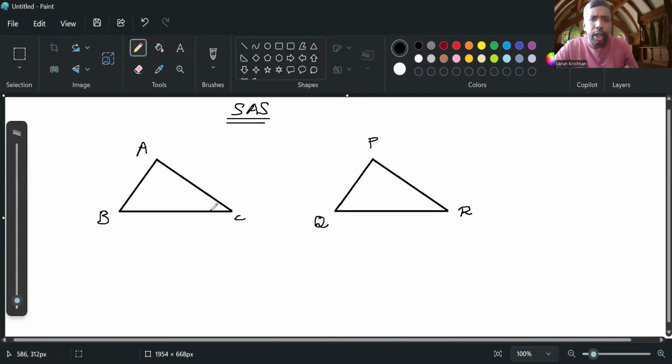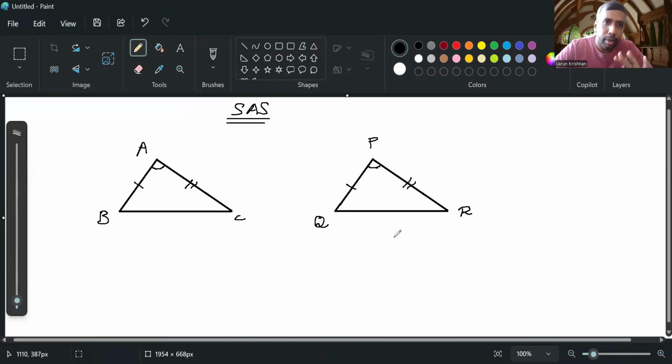For example, if I've got, say, two triangles like these, triangle ABC and triangle PQR, and if I have been given information using which I can observe that AB and PQ are equal in length, AC and PR are also equal in length, and if angle A and angle P are equal, then these two triangles will definitely be 100% congruent to each other by SAS congruency, by side angle side congruency.